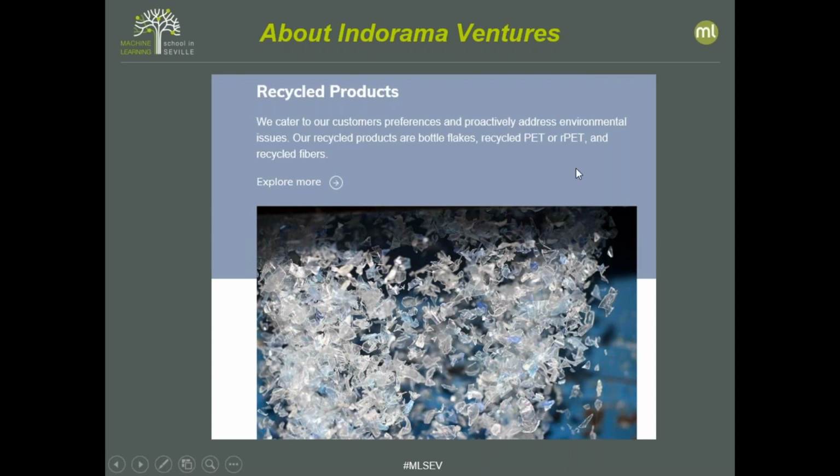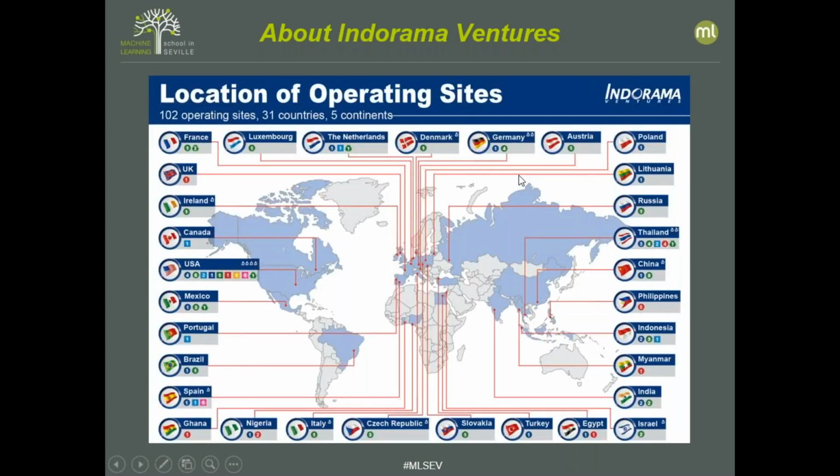We have a big compromise with environmental protection, and aligned with this target, we have the strategy to recycle more and more PET. At the end is used for new bottles, but with an important composition of recycled PET. These are the locations of our operating sites, with more than 102 operating sites in 31 countries around the world.